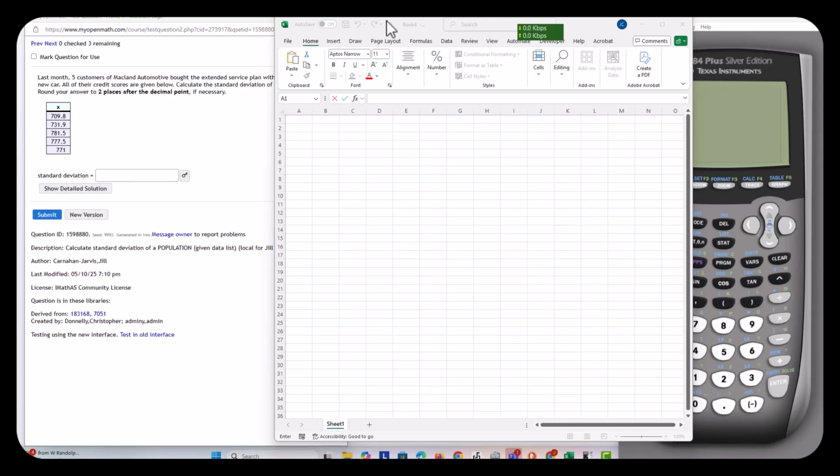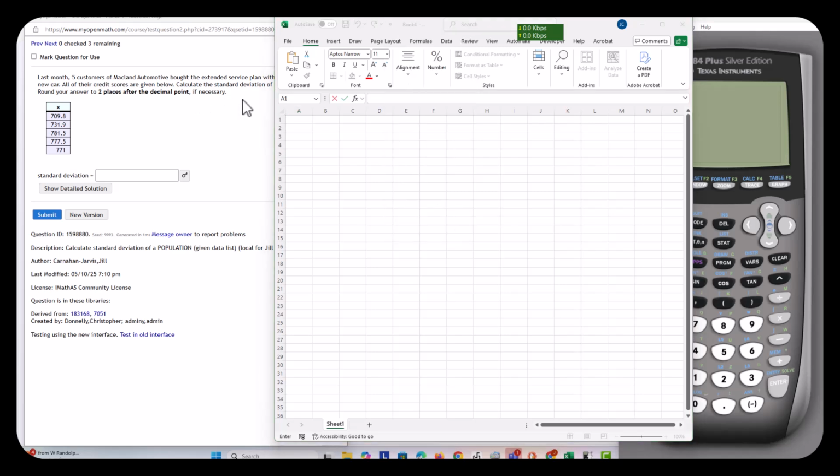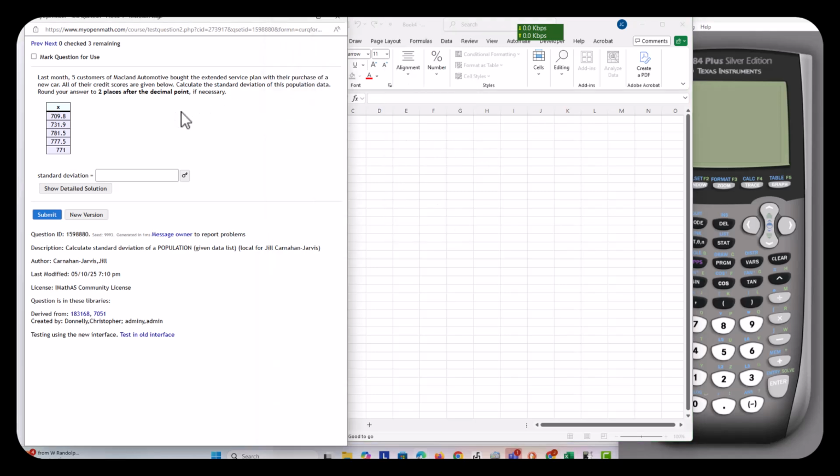Okay, we're looking at another example, and I've got Excel up here and I have my TI. This time we're going to be asked to calculate population standard deviation. It says last month 5 customers of McLeod Automotive bought the extended service plan with a purchase of a new car. All their credit scores are given below. Calculate the standard deviation of this population data.